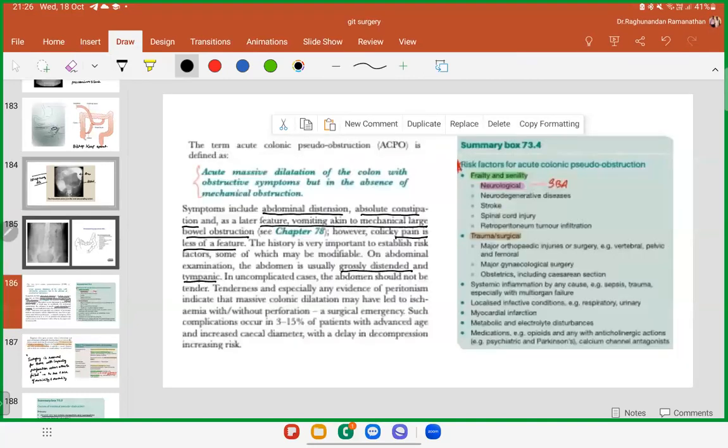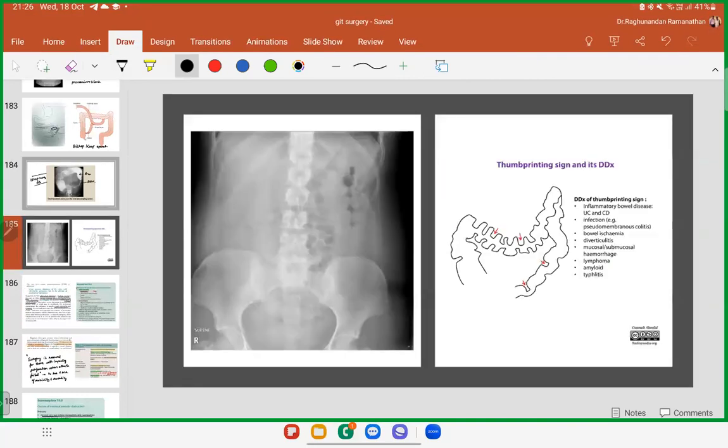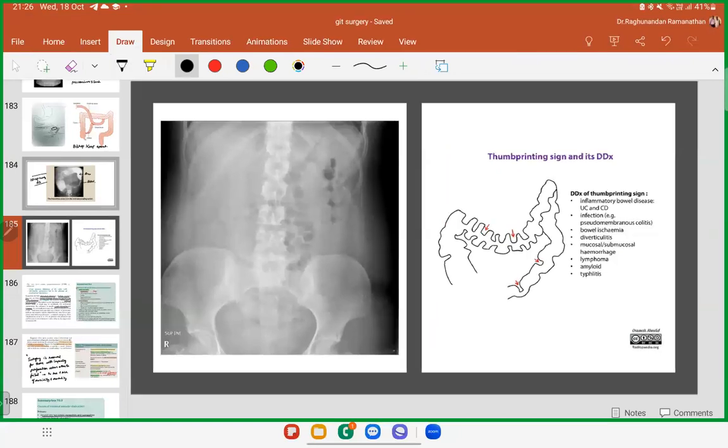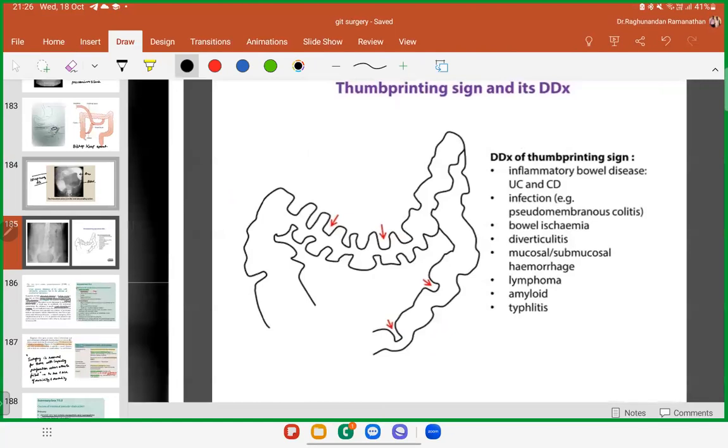Can you see here? This is called your thumbprint sign. This is not just present in mesenteric ischemia, but it is also present in inflammatory bowel disease. It is present in pseudomembranous colitis, in diverticulitis, amyloid, typhlitis, or in hemorrhage.